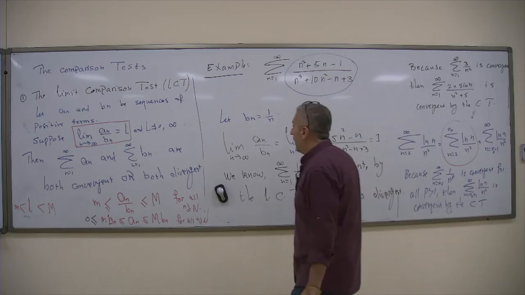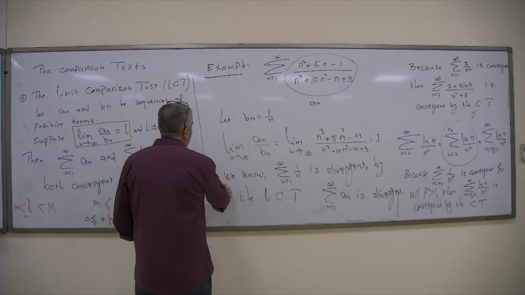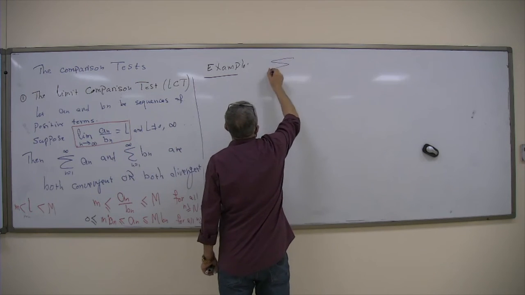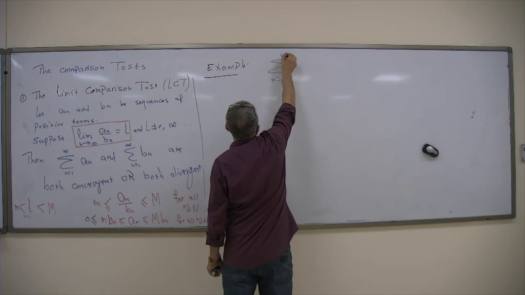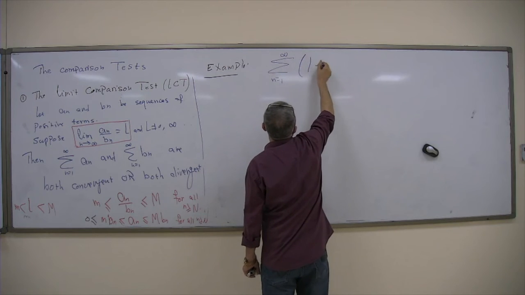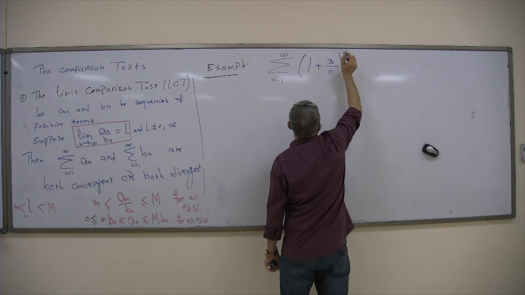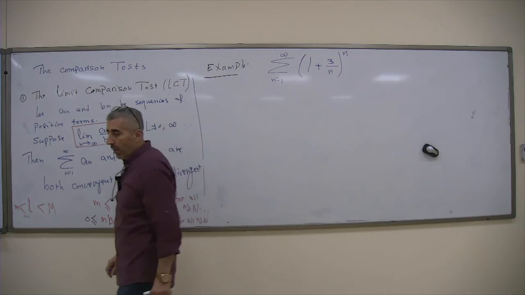All right. Let's take another example here. Example: summation n from 1 to infinity, (1 plus 3 over n) exponent n. Is this convergent or divergent?